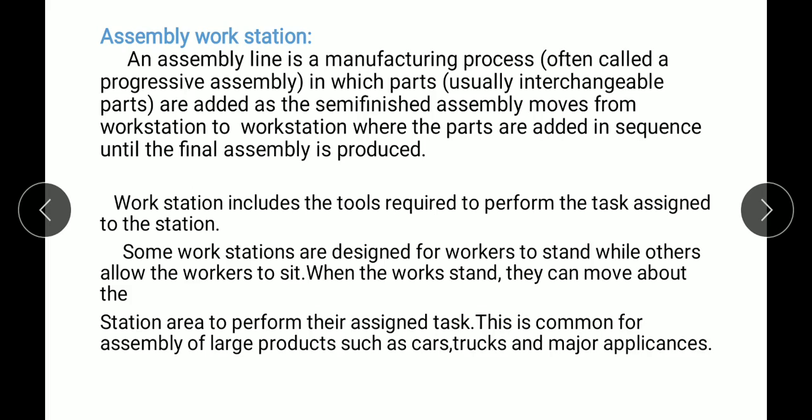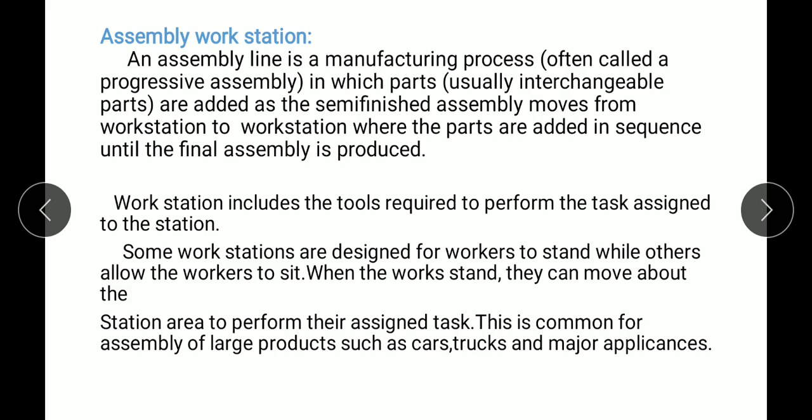Assembly workstation means how the work is assigned to the workers or any machinery components. A workstation on a manual assembly line is designed as a location along the workflow path at which one or more work elements are performed by one or more workers. For example, three or four members are working in the same department. So here we have to arrange different workstations for each person. That is assembly workstation.